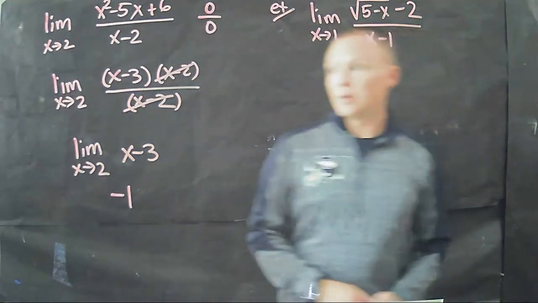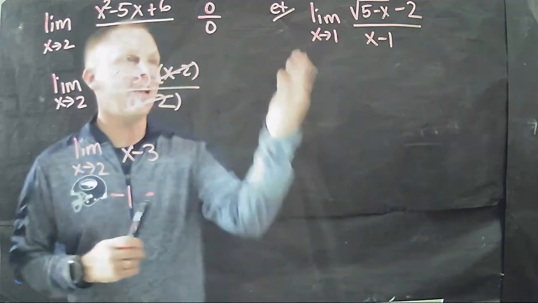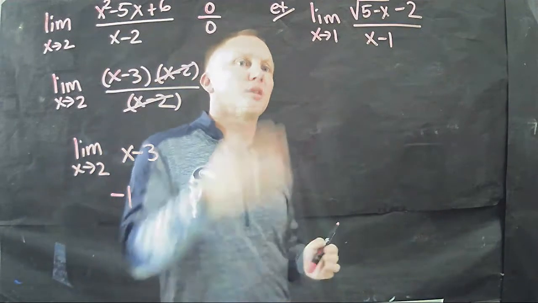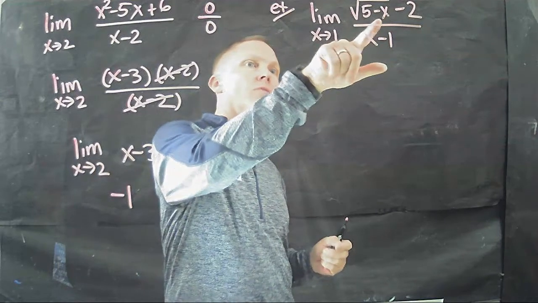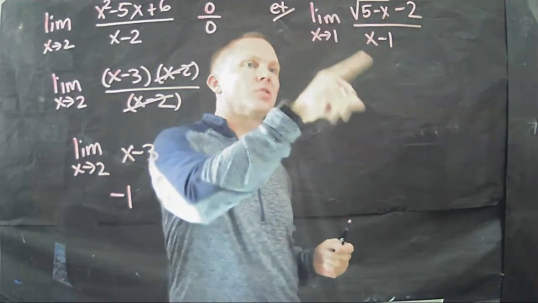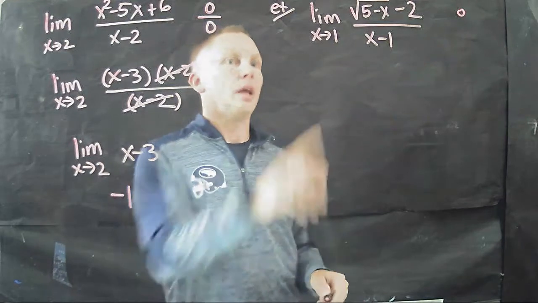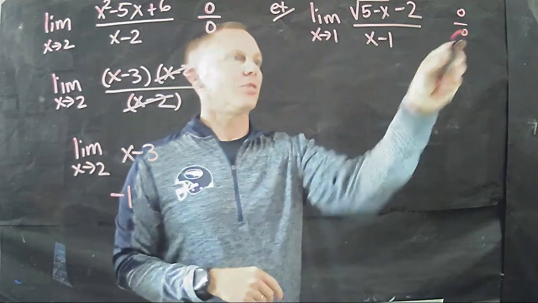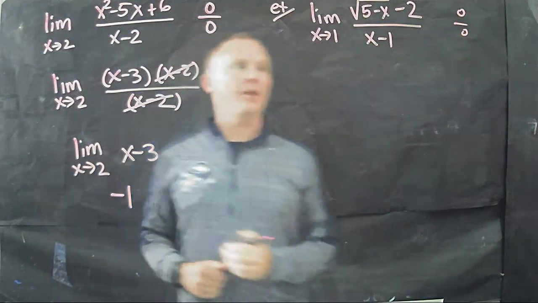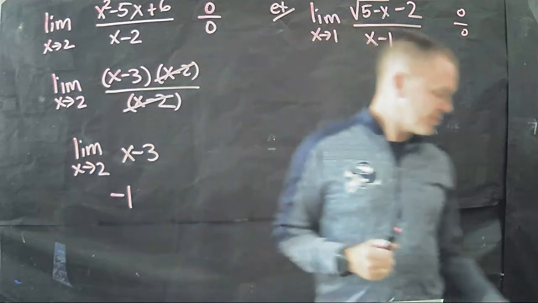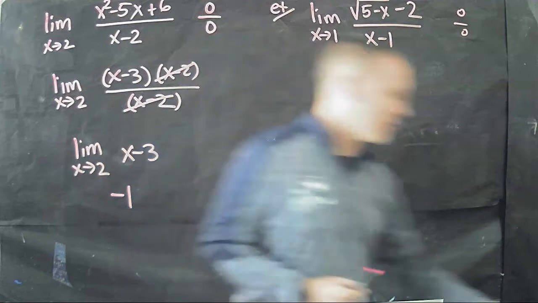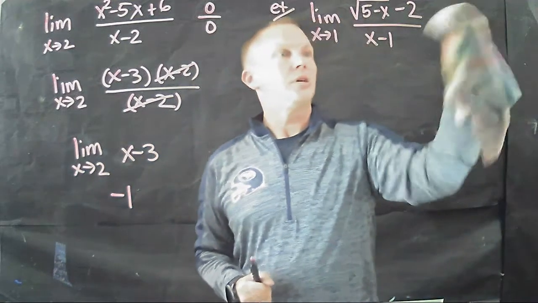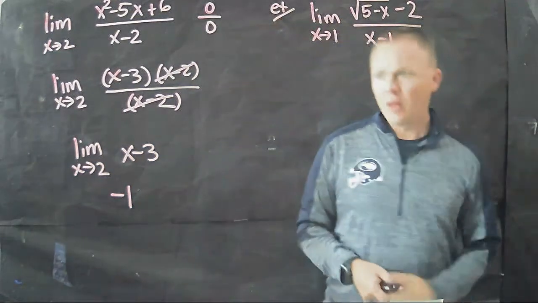Okay? So can this be done by direct substitution? If I just plug in 1 here, what do I get? 5 minus 1 is 4. Radical 4 is 2. 2 minus 2 is 0. And 0 over 0. Dang it. Okay, so we're going to have to do something. Well, the last 2 examples, we got 0 over 0, and we just factored. Meh. You can't factor that. Oh, shoot. So what are we going to do?